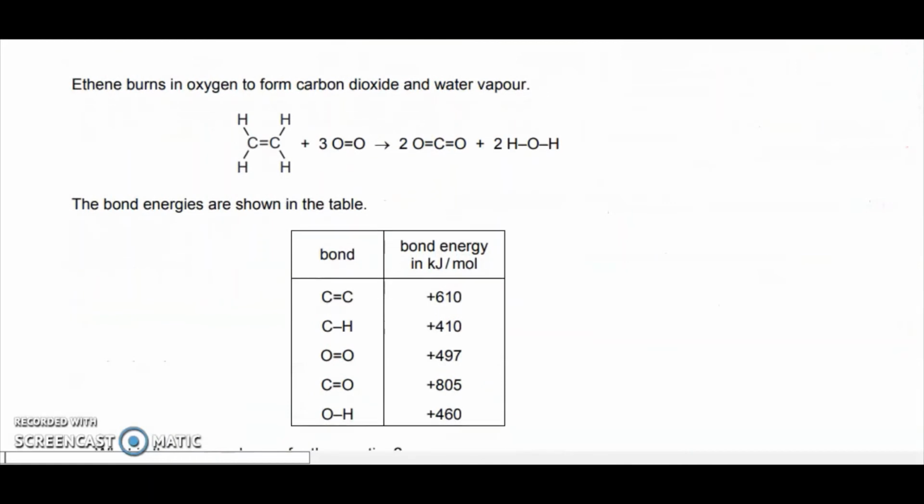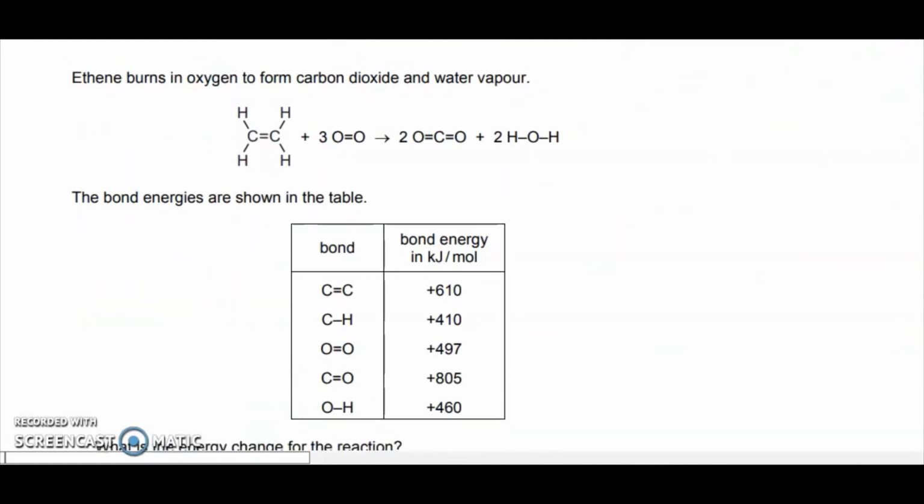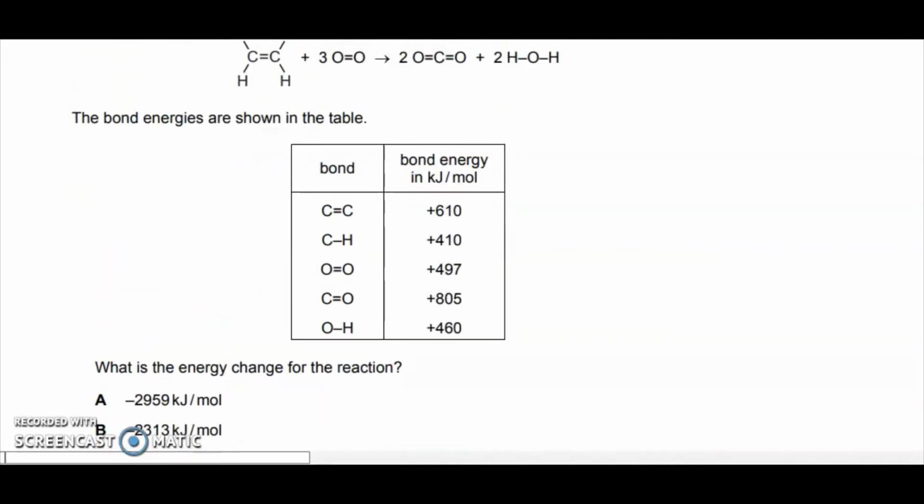Yeah, this has got to do with an organic compound. So let's see. Ethene burns in oxygen to form carbon dioxide and water vapor. Here we've been given the structure of the molecule, so it makes it even much easier. The bond energies are shown in the table. What are we supposed to do? What is the energy change for the reaction?